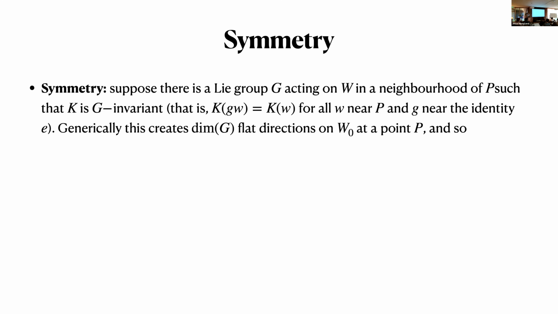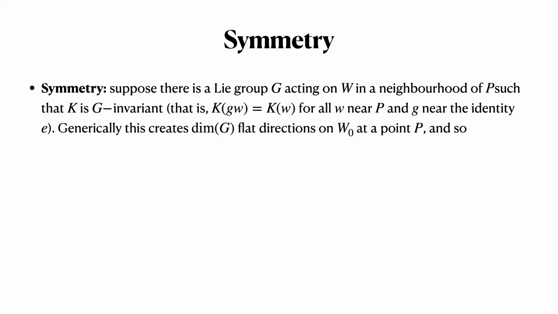You're assuming that P is fixed by the action of the group. It's a fixed point. Yeah, I didn't say that. You didn't say that. Well, let me say what I've got written there, and then I'll come back to your question. So if G is acting on W in a neighborhood of P, yeah, that's right. P is a fixed point. No, it shouldn't be a fixed point. Okay. I want K to be G invariant.